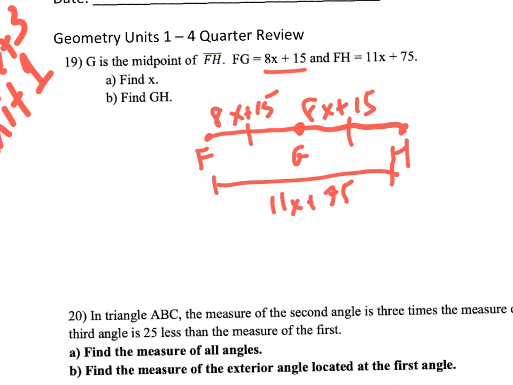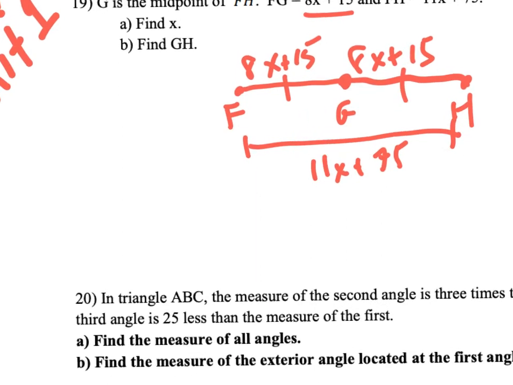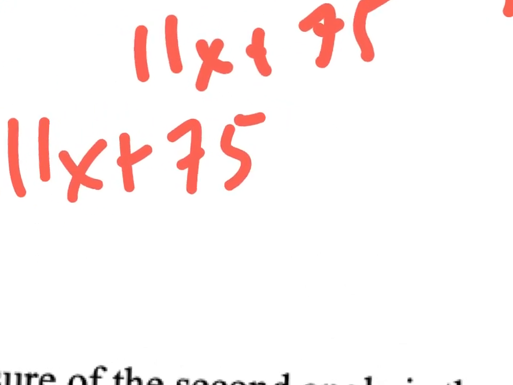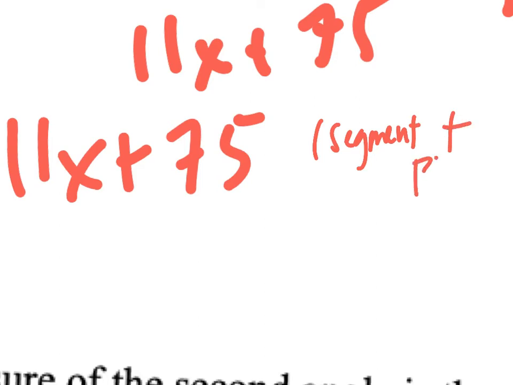So to deal with part A, I'm going to need to set up an algebraic equation. I have 8x plus 15, and instead of writing plus 8x plus 15, I'm just going to write times 2 because that's equivalent. That's going to equal this entire thing, 11x plus 75, because of my segment addition postulate. Let me just annotate that. This is going to be my segment addition postulate.